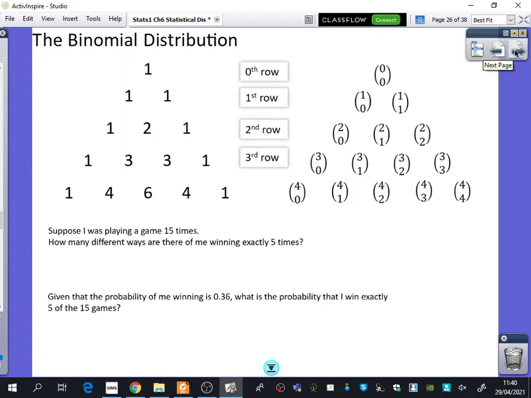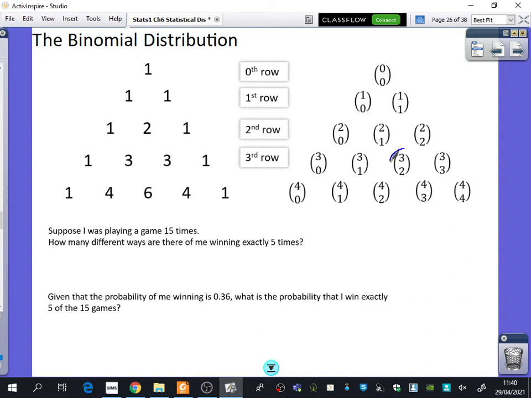I've literally stolen this binomial distribution slide back from my binomial expansion slides because it's the same kind of thing that we've got here. So this is Pascal's triangle. We spotted these numbers coming up just now. And now we've got these kinds of numbers that we've got here. And I'm going to try and explain what these things mean.